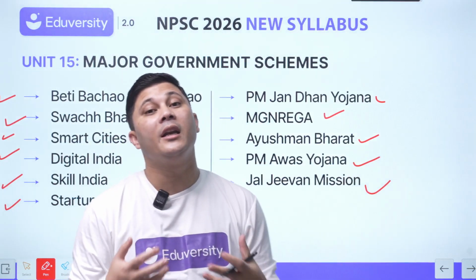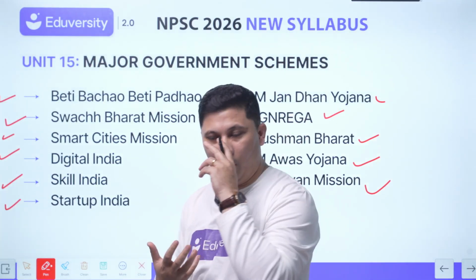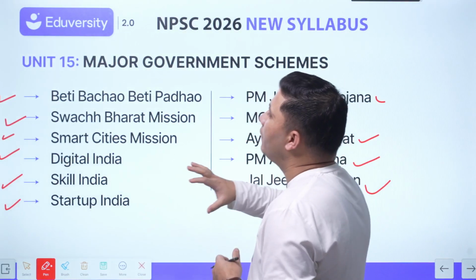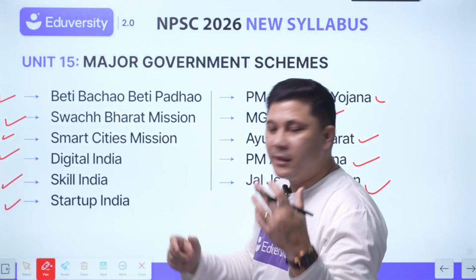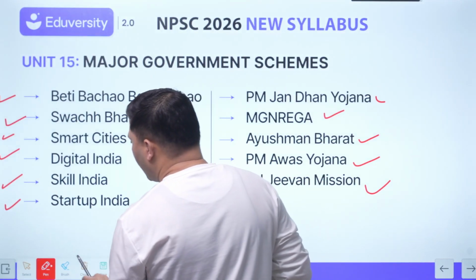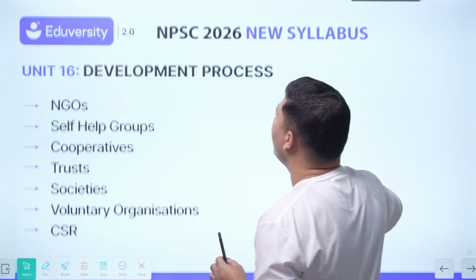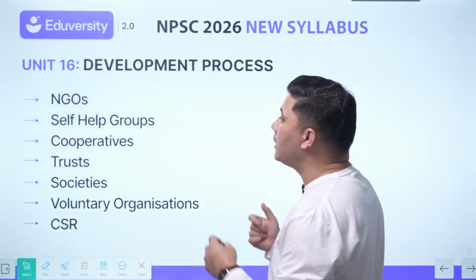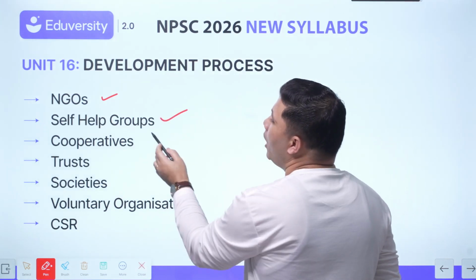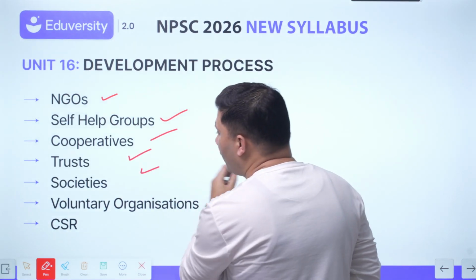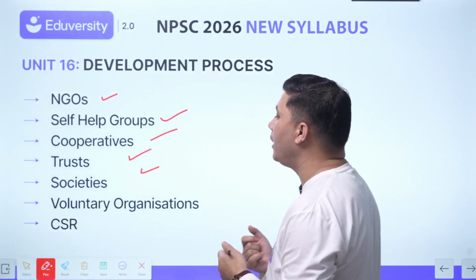How many people are getting benefited from these schemes and missions? So basically, in governance we are going to study government policies, schemes, and missions. Not only this, we are also going to learn about the developmental process of NGOs, self-help groups, cooperatives, trusts, societies, and CSR initiatives, the corporate social responsibility initiatives.